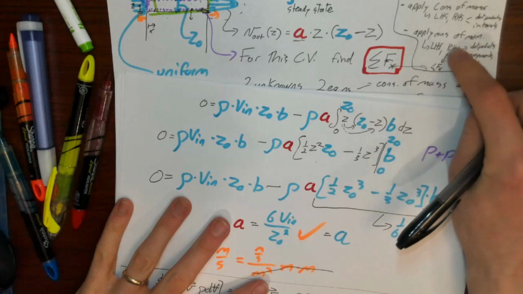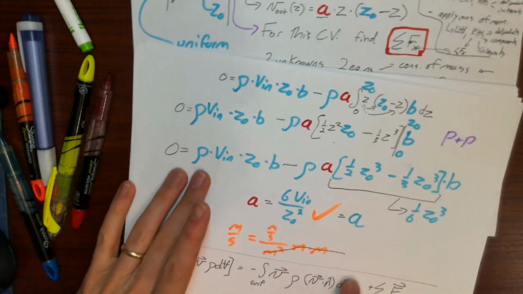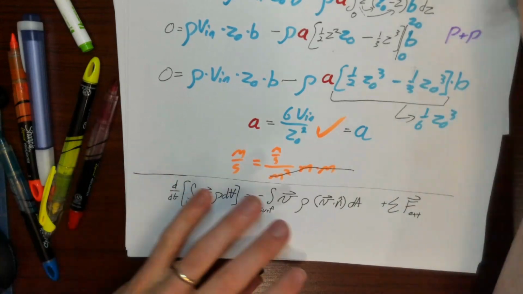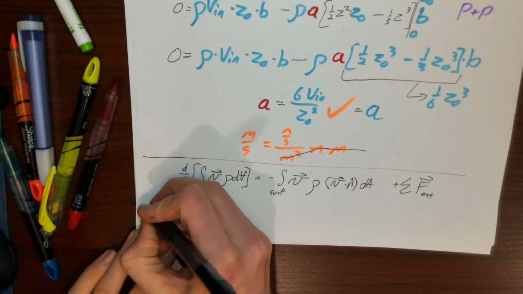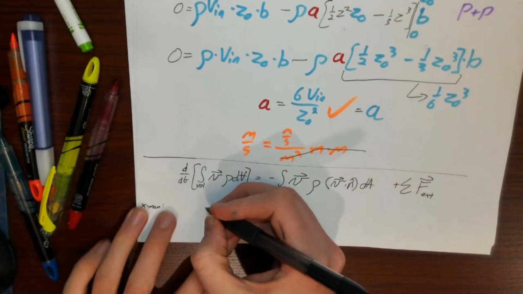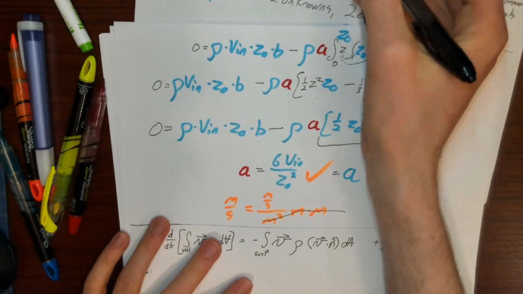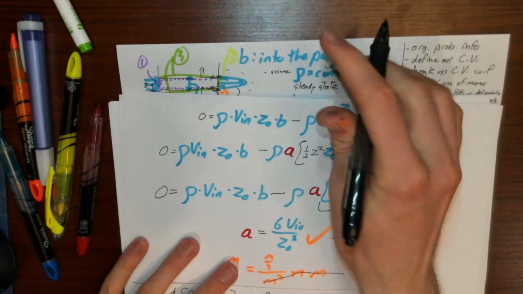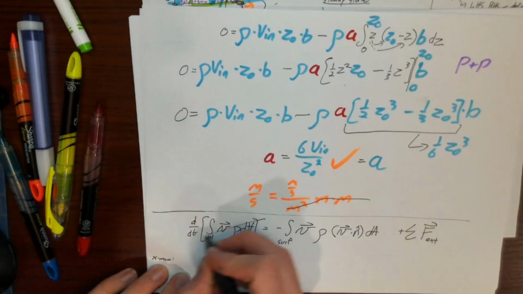So now we're going to take the proper component of conservation of momentum. We're going to take x momentum. So what's that going to look like? Well, we're going to take the x component here, but we're also going to apply our steady state assumption. And if we apply steady state, we can basically get rid of this term.